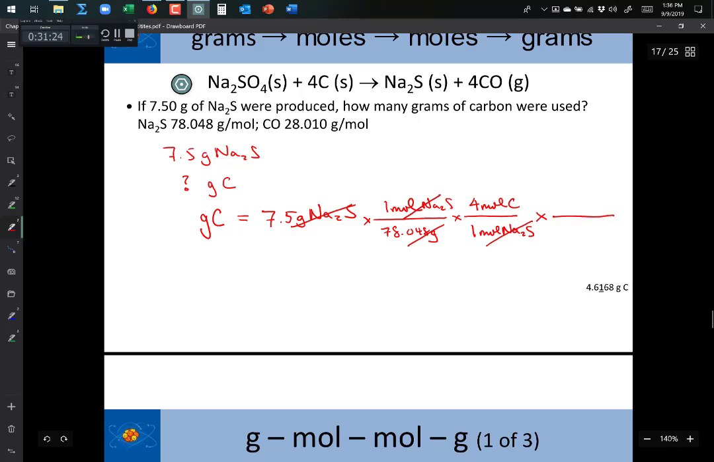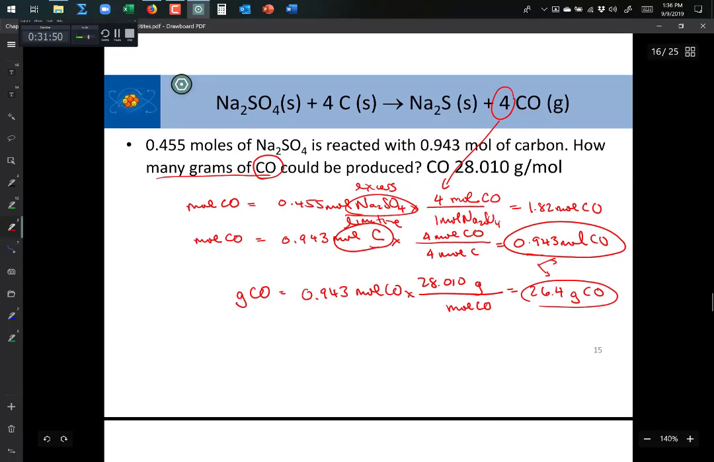And now what do? One mole of carbon, 12.01 grams. And it should come out to 4.61, did it? Yeah. Okay, good. What was the 28.010 for? Just extra information that you didn't need. But I think it was given in some of the earlier problems, right?